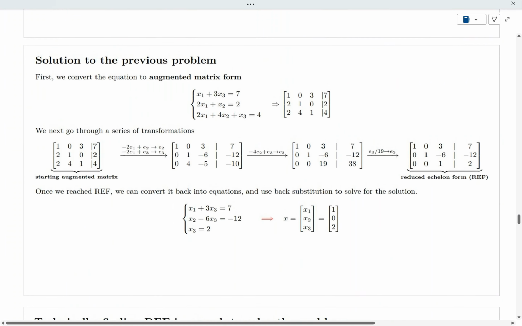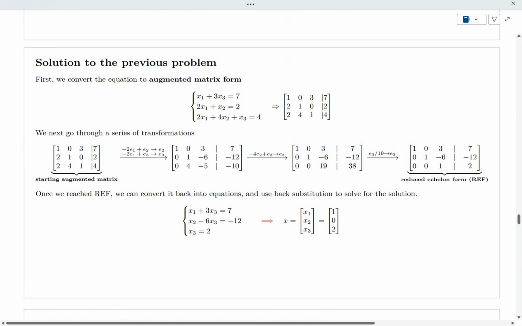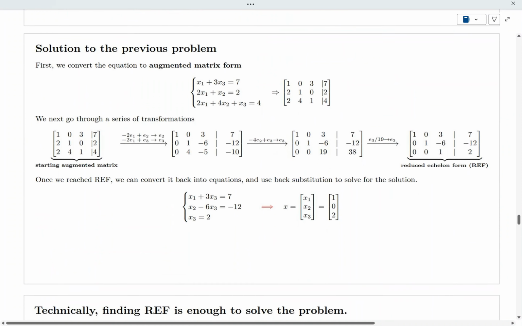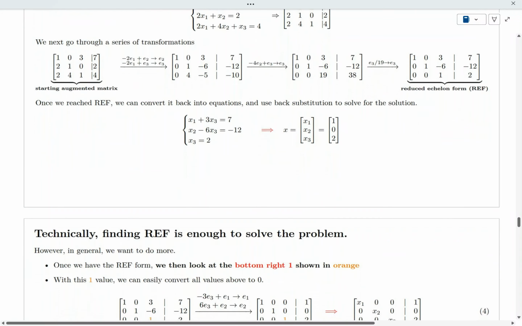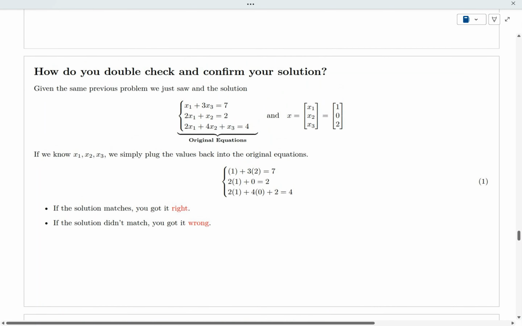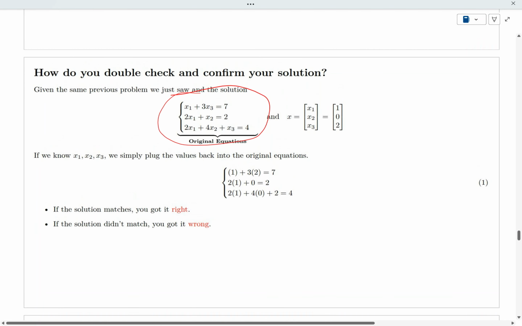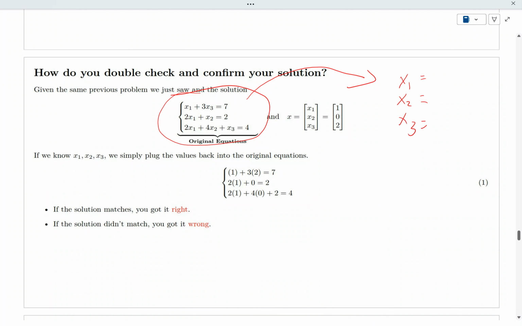The solution to the previous problem is right here. All right. So once you have found the solution, you do the whole transition of true statements into the final statement, and you now know what x1, x2, x3 are. So you now know these numbers. Are you able to double check if you got the right answer?